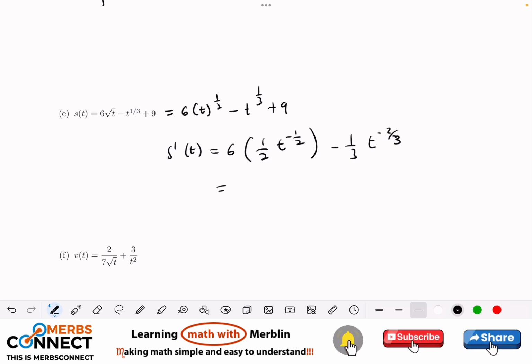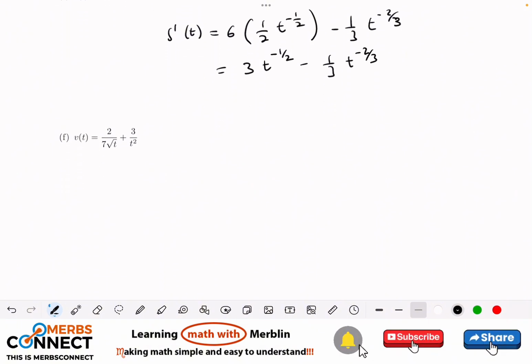So this is going to give us 3t to the power minus 1 over 2, then minus 1 over 3t minus 2 over 3. So that's what we are going to get for E.